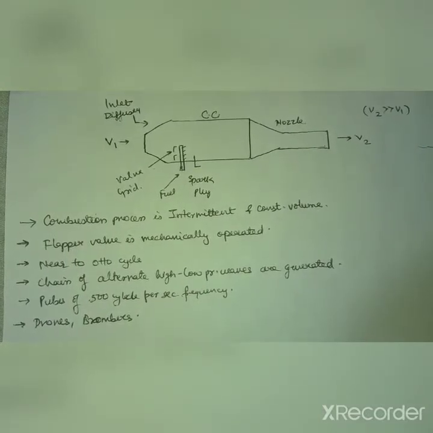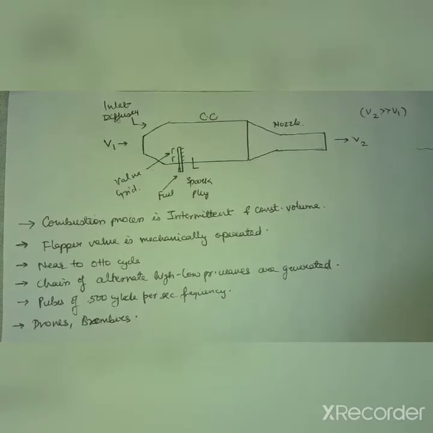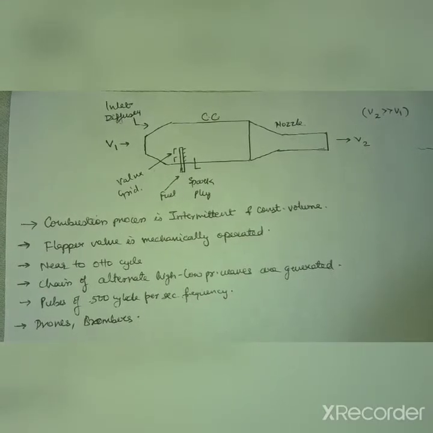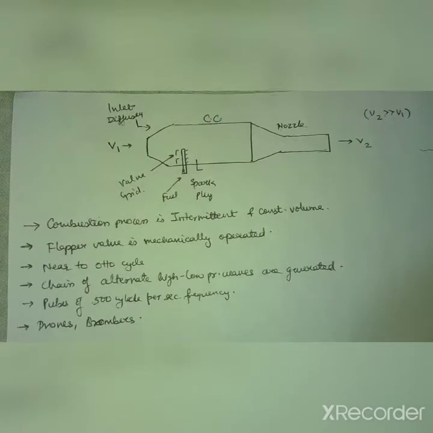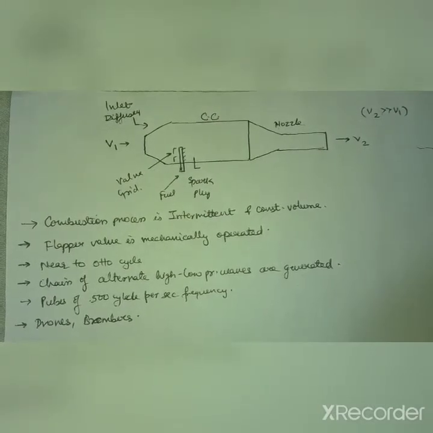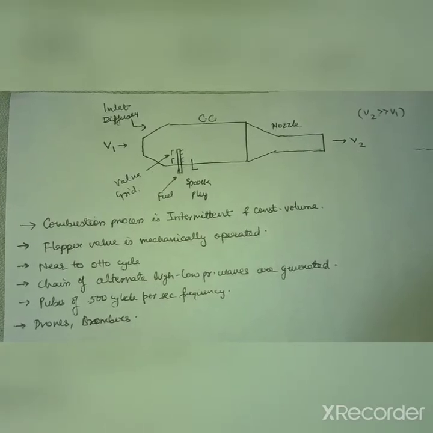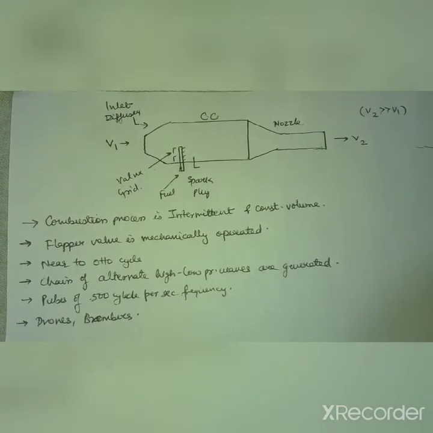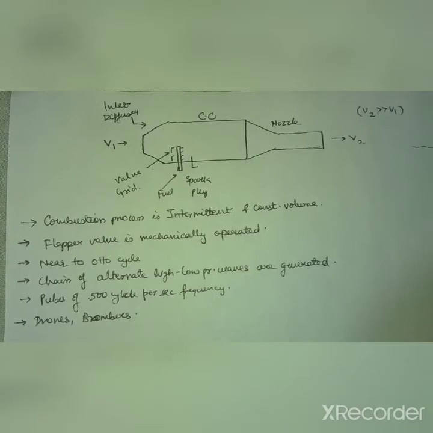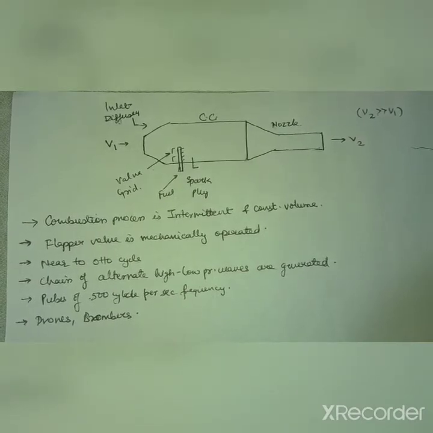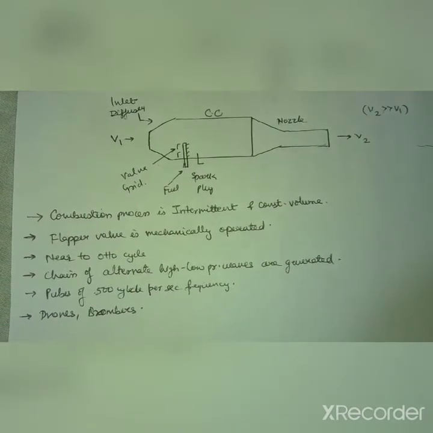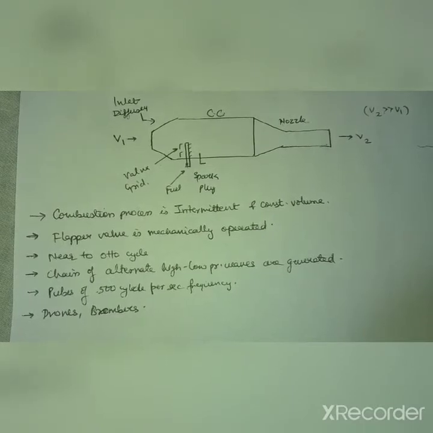So jumping straight to the working of this, the air enters the inlet diffuser, gains a rise in pressure, moves towards the combustion chamber where with the help of a spark plug and a fuel spray it is ignited, and the air gains further heat and pressure value in the combustion chamber.